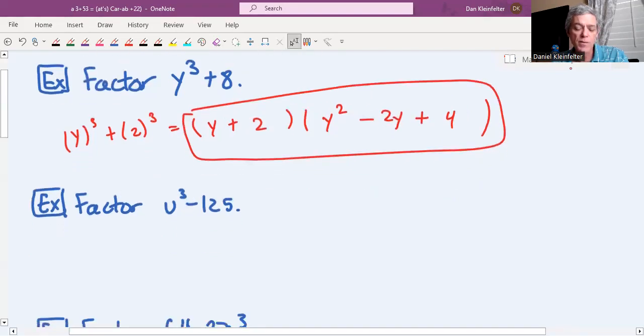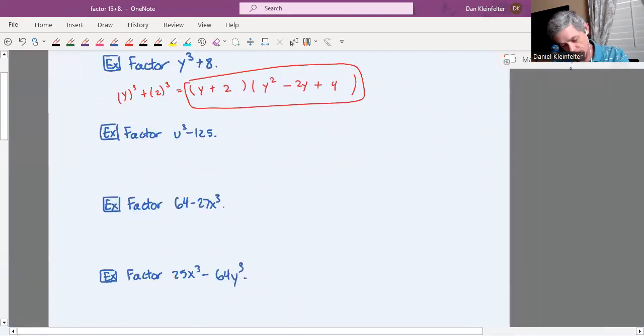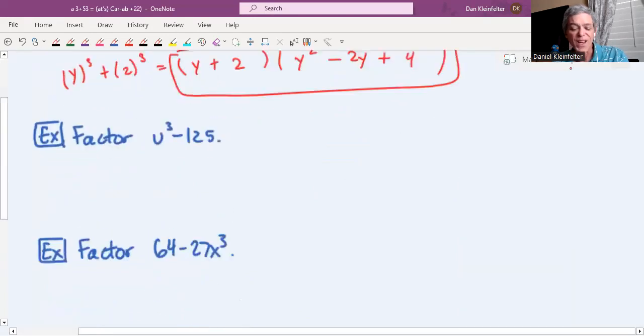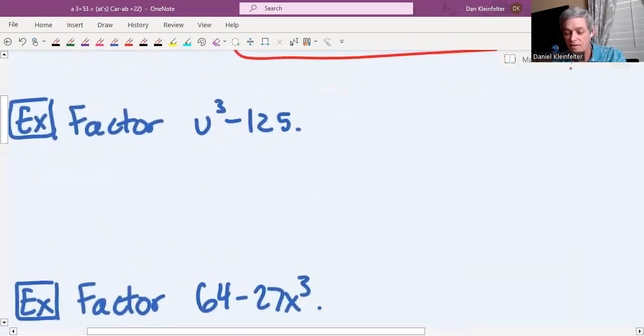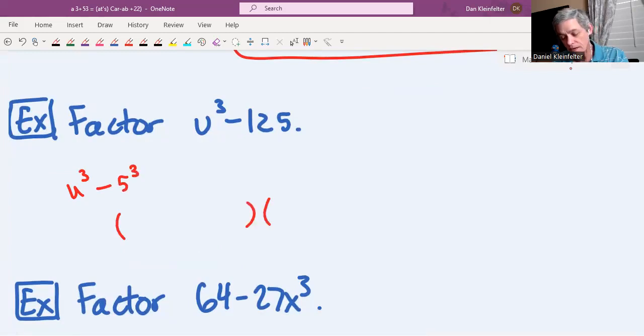Okay, u cubed minus 125. How many of these do we have? We have quite a few. Okay, u cubed minus 125. This will be u cubed minus 5 cubed. This will be a binomial times a trinomial.